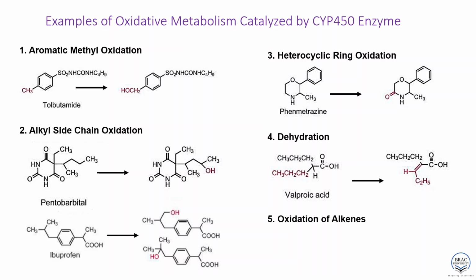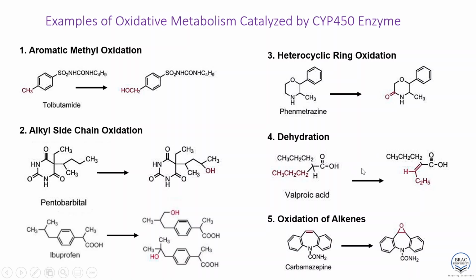Next is oxidation of alkenes. For the drug carbamazepine, you can see this aliphatic ring here. The alkene is oxidized to form an epoxide, so the 2 carbons form 2 bonds with this oxygen. So these are some examples of oxidation, and oxidation can result in the removal of different sorts of functional groups.